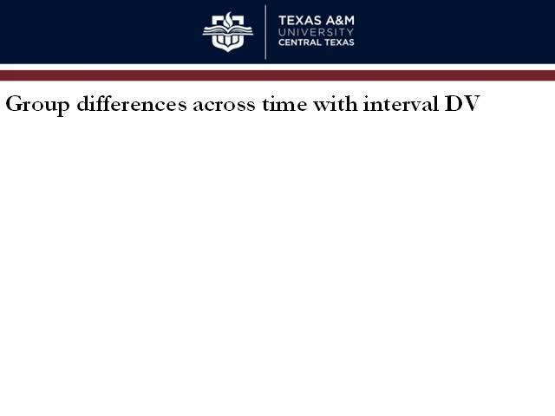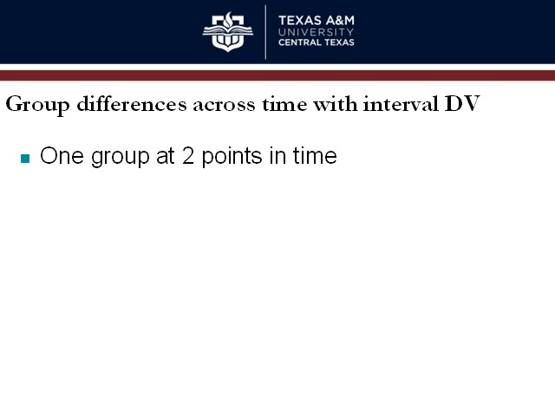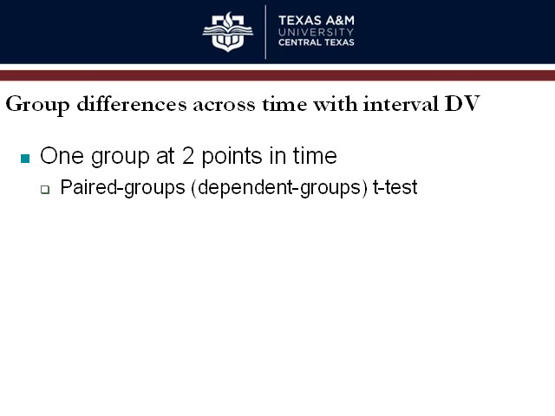Okay, what about group differences across time with an interval or continuous dependent variable? Well, if you have one group and you're looking at changes across time, so just a simple pre-test, post-test study, right? So you have some group, you measure them on the dependent variable, then you do something to them, measure them again. And again, this would be that paired groups t-test we talked about before, also called dependent groups t-test.